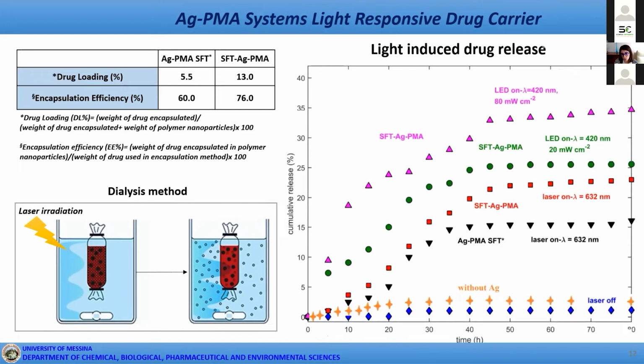Here I show you the cumulative drug release as a function of time. First of all, we did not observe a significant drug release for both systems without laser irradiation, the blue dots, and also for the system without silver nanoparticles. Conversely, when both the nanoparticles, the black dots, and the capsules, the red dots, are irradiated by using a laser irradiation at 620 nanometers of wavelength, we can observe a release of our drug. For the nanoparticles, we obtain a release of 15%. For the capsules, we obtain an amount of drug release corresponding to 22%.